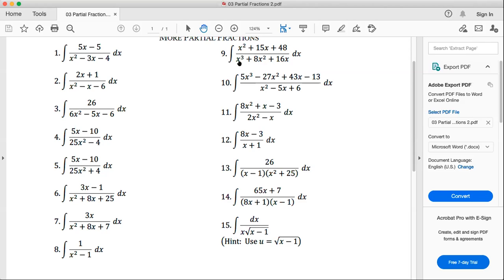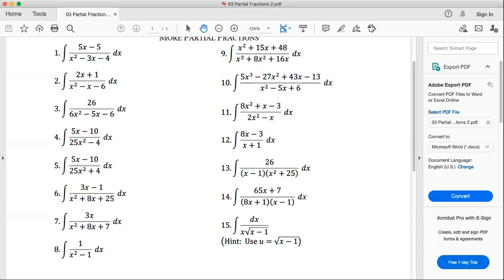And then the denominator must factor in order for this to work. So it's got to be a rational expression, the degree of the top has to be smaller, and the bottom has to factor. Does that make sense to everybody? Okay. If those happen, then we can use partial fractions to break it down.